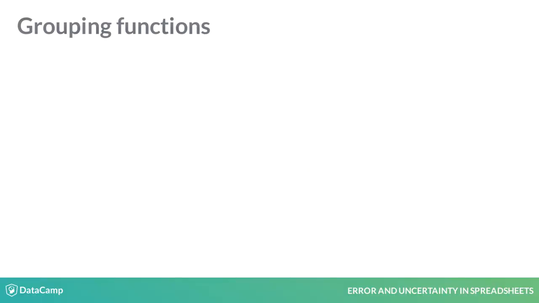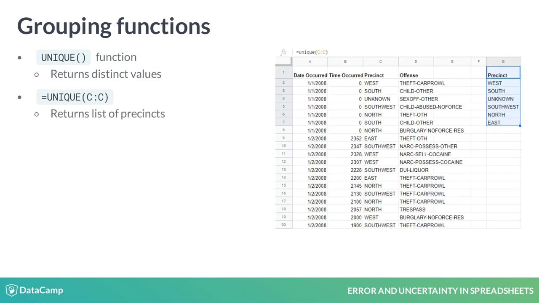Let's take a look. To count the number of crimes by precinct, or compute the average time by precinct, we first need a list of all the possible values of that column. This is a perfect use for the unique function. It takes a set of data and returns an unduplicated list of the distinct values in the column. For example, calling the unique function on the C column will give you a list of all the precinct names in our dataset, listing each precinct only once.